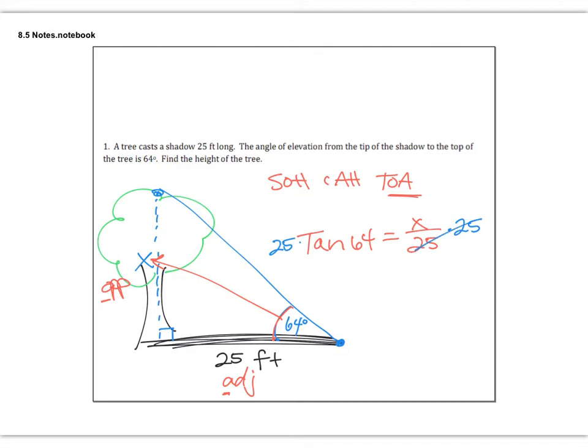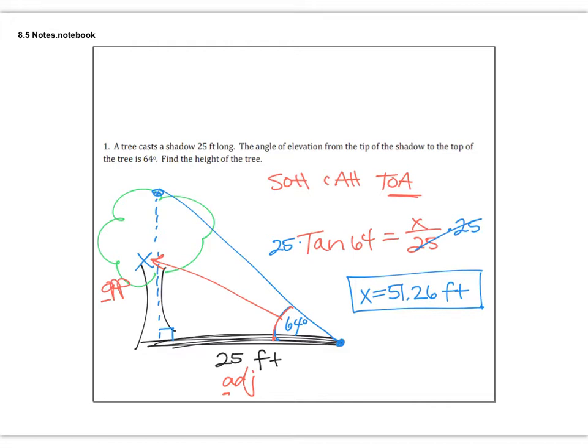And it's a matter of typing it into our calculator. 25 tangent 64 equals, and you should get 51.26 feet. Remember, if you're not getting this and you feel like you're typing it in the correct way, maybe your calculator is in the wrong mode. Make sure your calculator is in degrees because our angle is 64 degrees. Hey, by the way, this is something that somebody in real life could use.